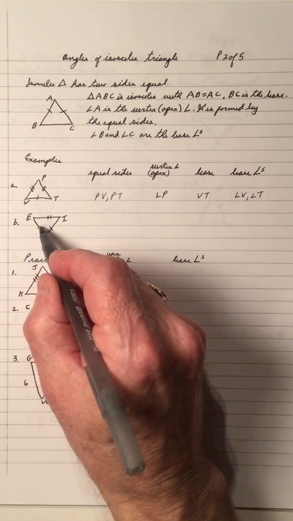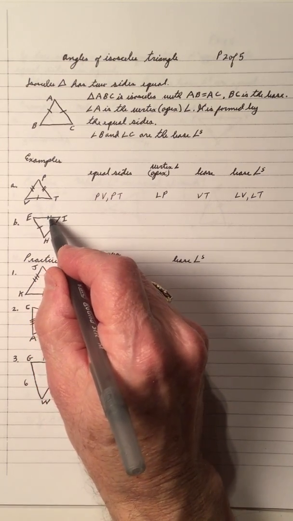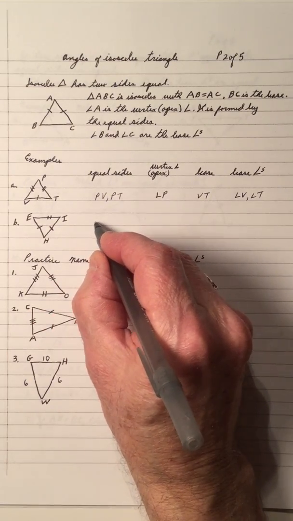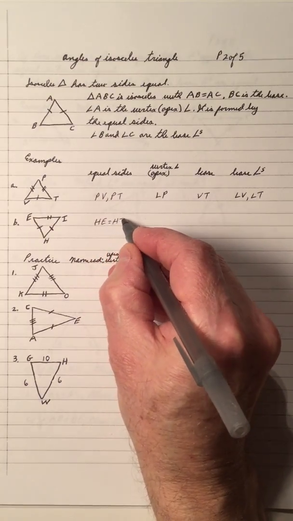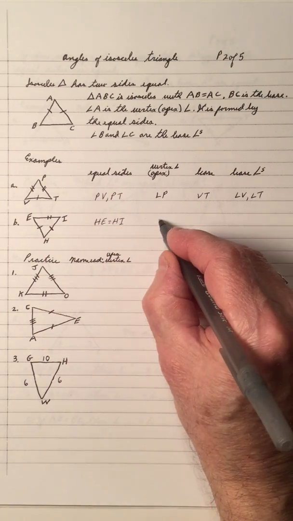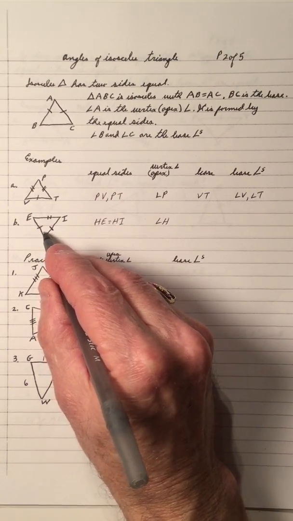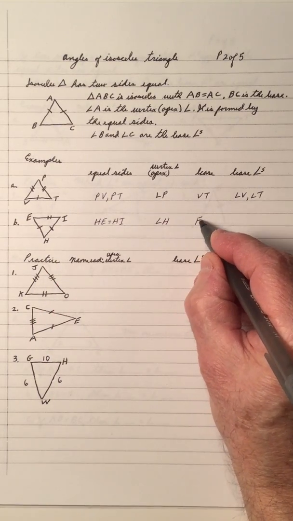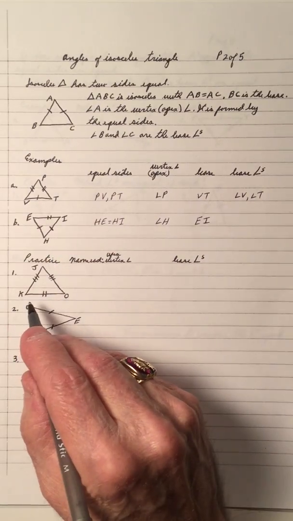EHI, notice EH is equal to HI and EI is not equal to those. So the two equal sides are HE and HI because they're marked equal. The vertex angle is H. The vertex angle, apex angle is formed by the equal sides. The base is EI because it's the side that's not equal in an isosceles triangle.